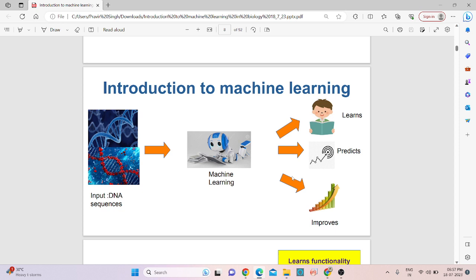Machine learning works on the principle that, given a set of input DNA sequences, it employs different algorithms, both simple and rigorous, learns from the data, then builds a model and predicts. From the prediction, it is again able to improve the prediction by the knowledge it derives.